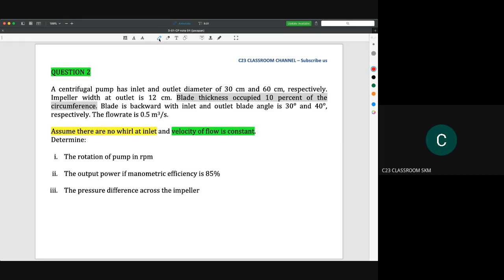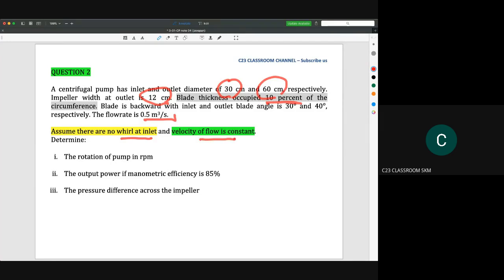Centrifugal pump has inlet and outlet diameter of 30 centimeters and 60 centimeters respectively. Impeller width at outlet is 12 centimeters. Blade thickness occupy 10% of the circumference. So blade is backward with inlet and outlet blade angle is 30 and 40 degrees respectively. The flow rate is 0.5 meter cube per second. Assume there are no whirl at inlet and velocity flow is constant.